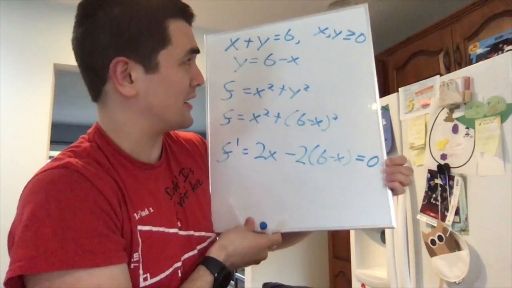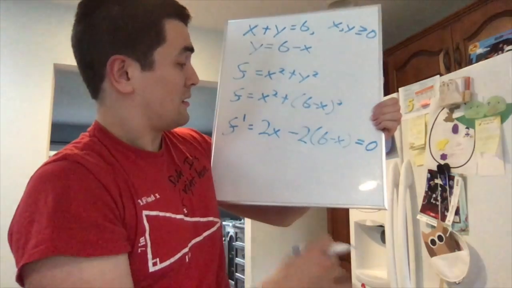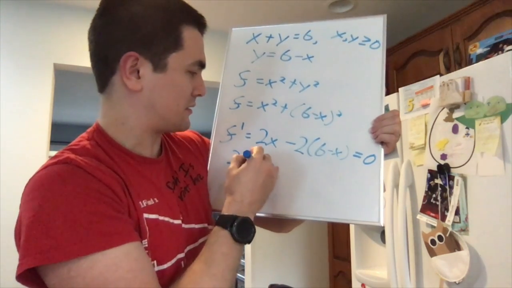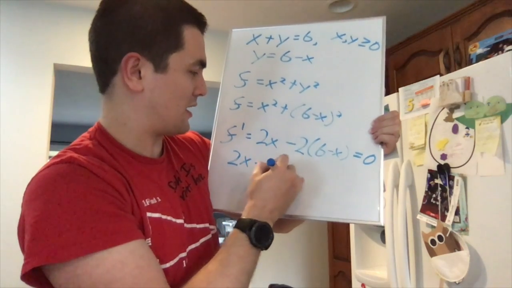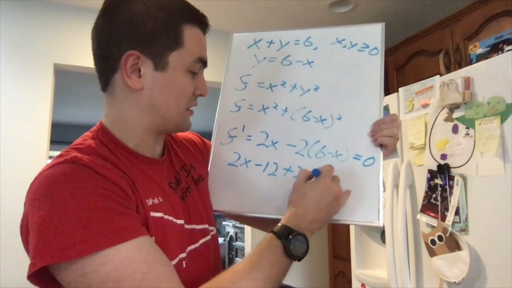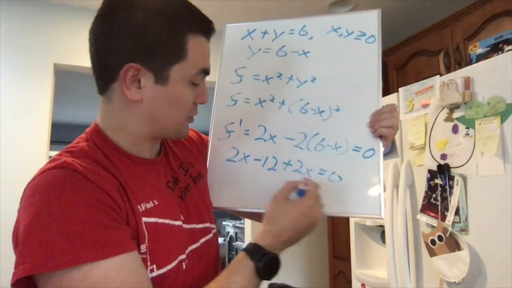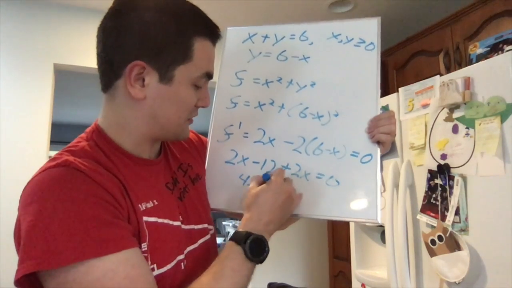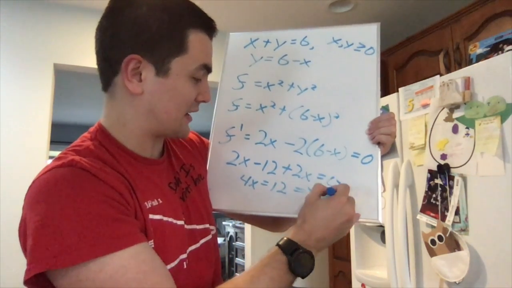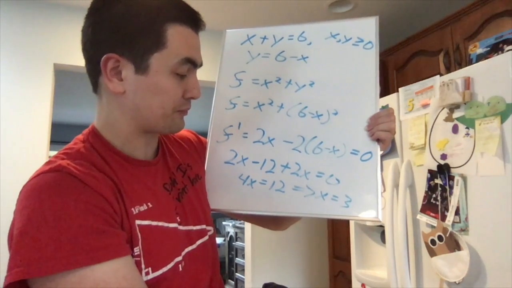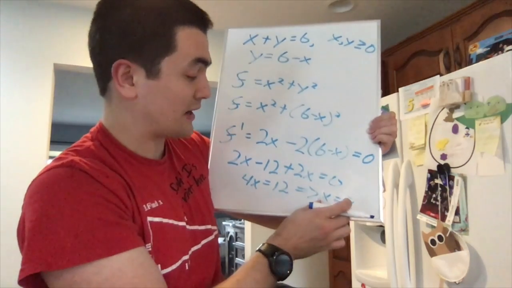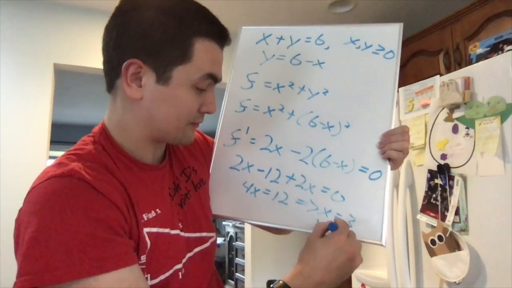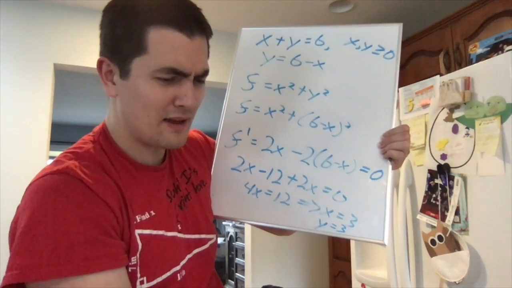That seems pretty clear. Right, so I'll have 2x minus 12 plus 2x is equal to 0. I add 12 to both sides, and I can combine these into 4x is equal to 12. This implies that x is equal to 3. But if x is equal to 3, then y, of course, has to equal 3 as well. And that's one answer.